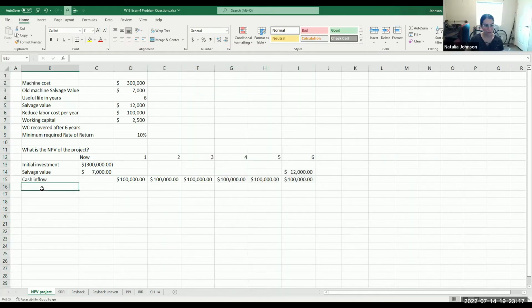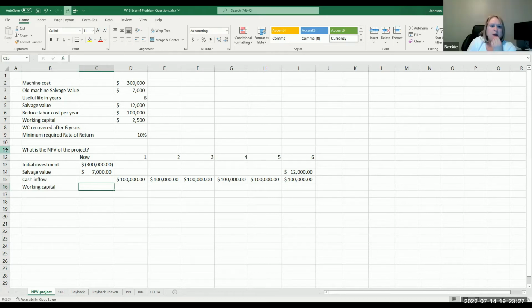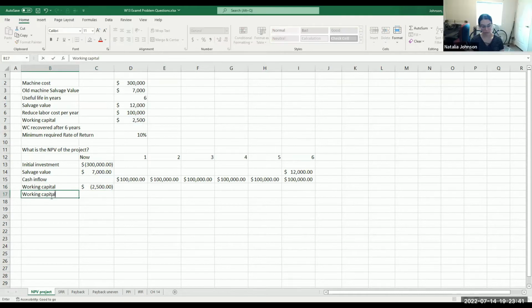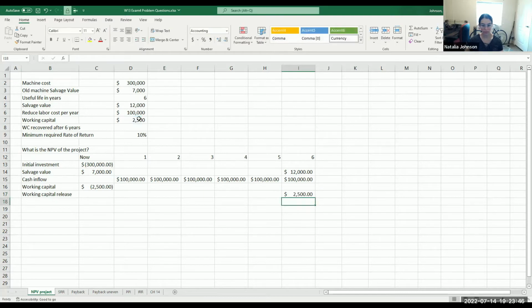Okay. And then there's a working capital. So is that negative or positive? So do you have to put it in? Well, there it would be negative, right? In the now. Yeah. No, then you would put it back in year 6. Yeah. And that's working capital release. So 2,500. And then I like to just write down the rate over here, 10%.